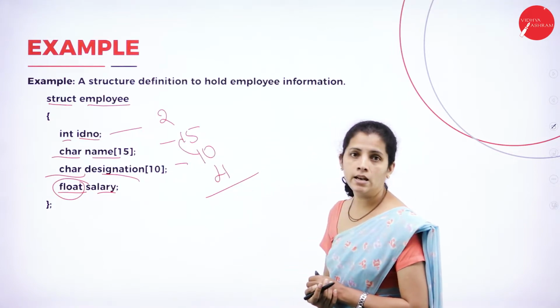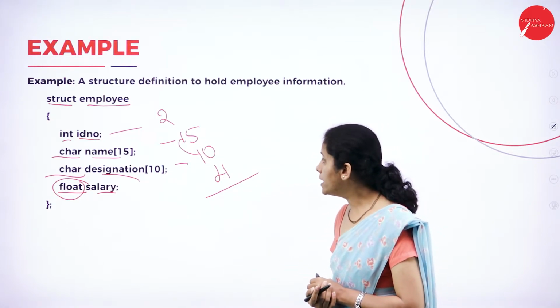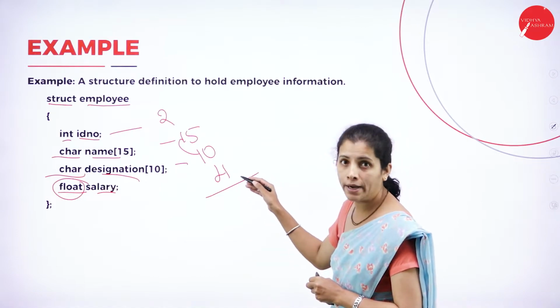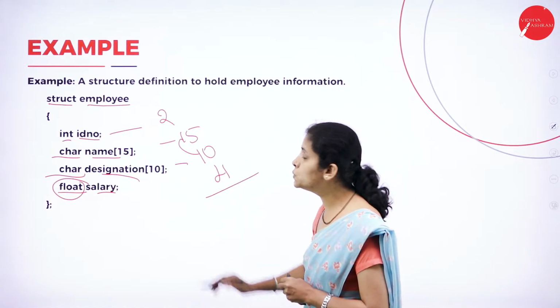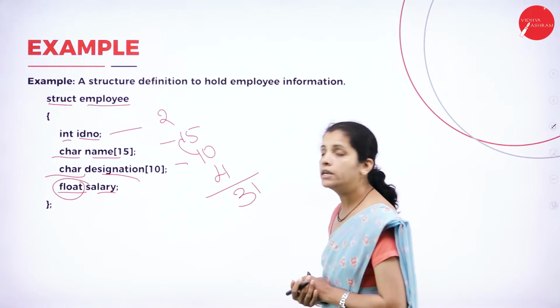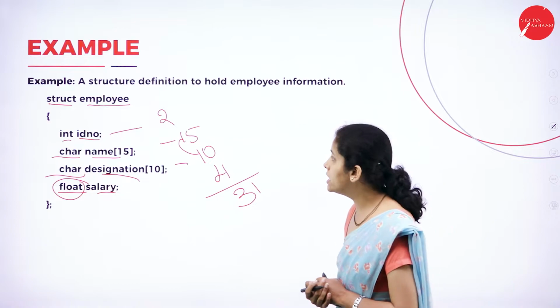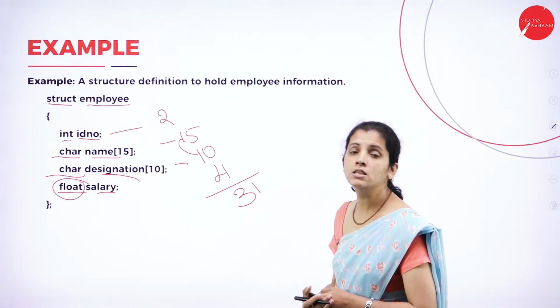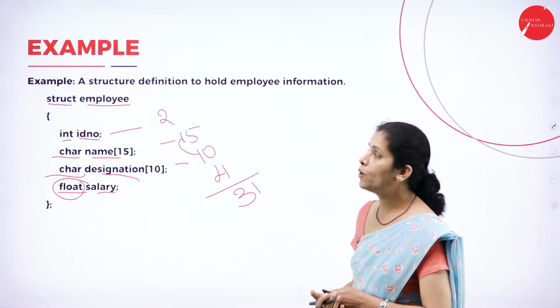15 plus 10, it is 25. 25 plus 4, it is 29. 29 plus 2, it is 31. So total 31 bytes of memory is reserved for this structure employee.